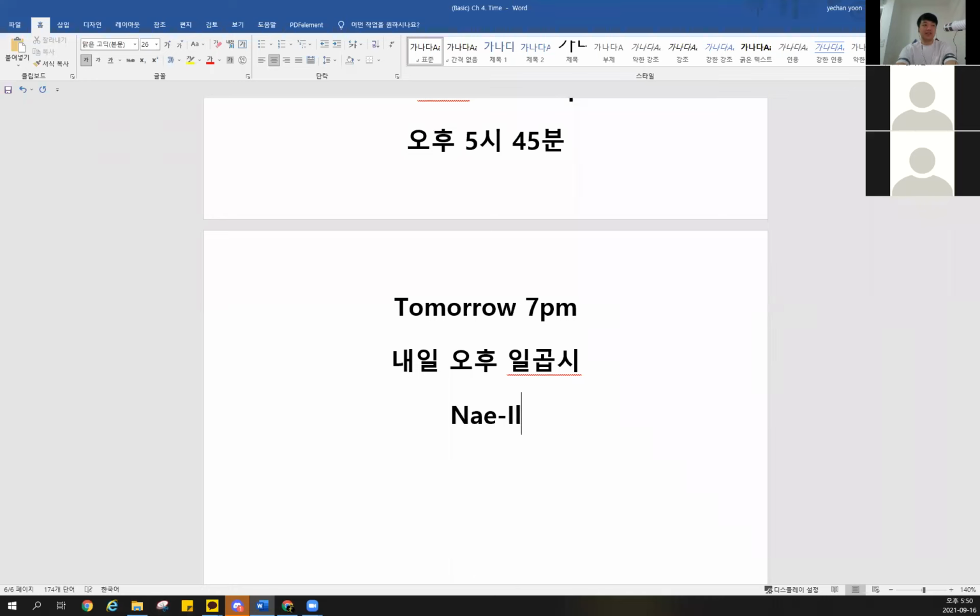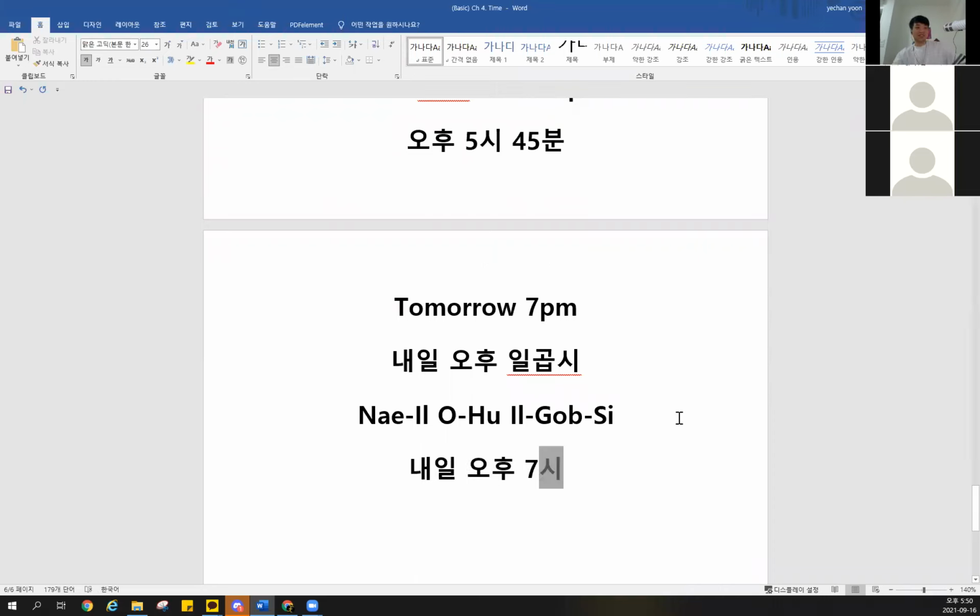내일, 오후, 7시. 내일 오후 7시. This one is going to be the reading, but the writing is going to be what? 내일 오후 7시. Okay, just like this, guys. Please don't get confused with the 내일 오후 7시.